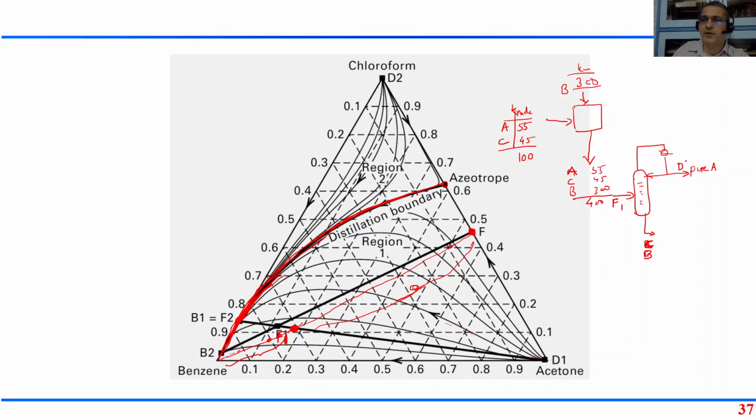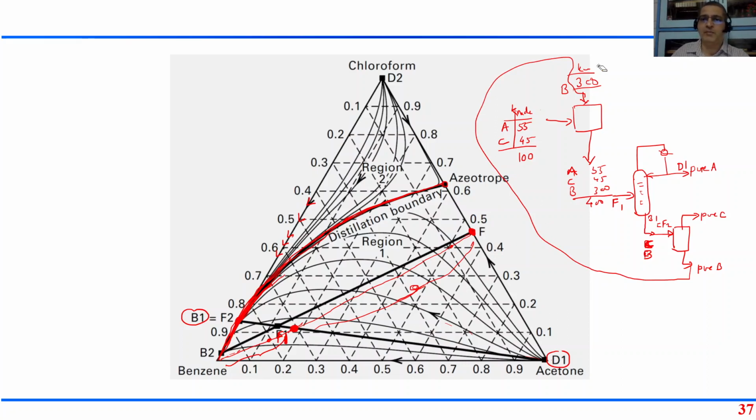This is our distillate D1, and this is our bottom B1 from the first column. Now we use that as a feed to the second column. B1 is nothing but F2. I distill that. What will I get at the top? Look at the residue curves. They are pointing towards benzene. So residue pointing towards benzene, I will get pure benzene at the bottom. I will get pure chloroform at the top. And of course this benzene we can recycle back to the plant and mix it with the feed.